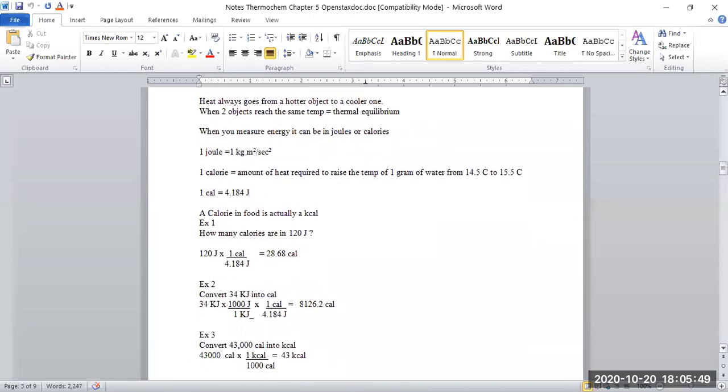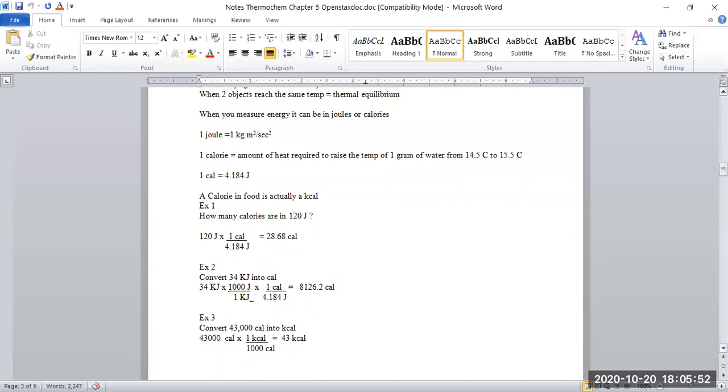So let me talk about a couple of conversions here. Some of them are straight one-to-one conversions. If you have 120 joules, it's not a very large amount of energy, and you want to convert it over to calories, set up your conversion, make sure your calories are on the top and your joules are on the bottom. That way, when you multiply, joules will cancel out. Mathematically, we are basically doing 120 divided by 4.184, and that gives you 28 and a little bit calories.